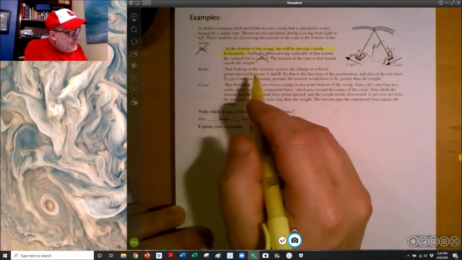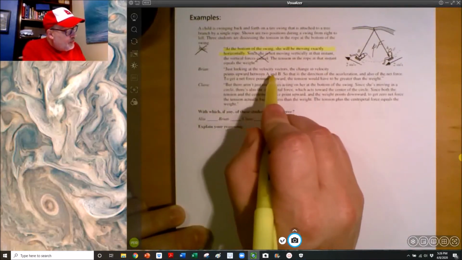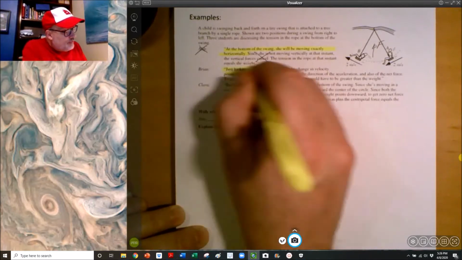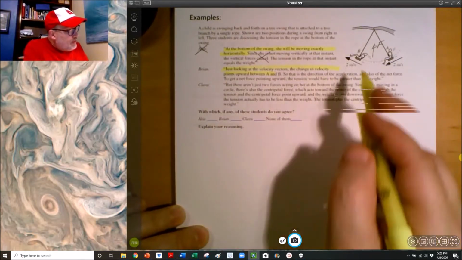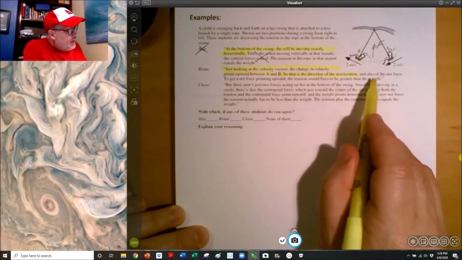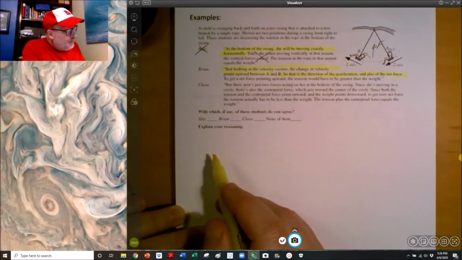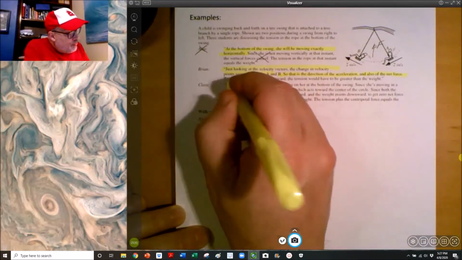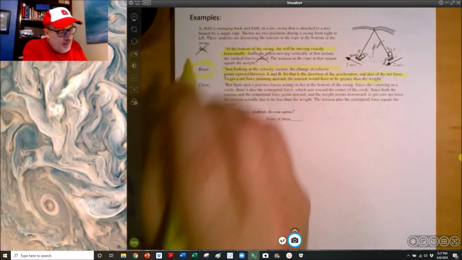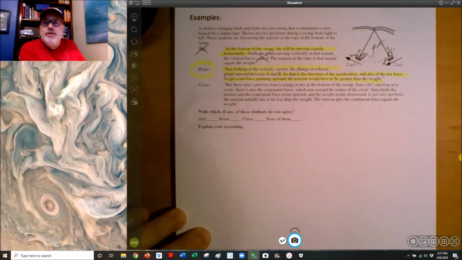Brian says, just looking at the velocity vectors, the change in velocity points upward between A and B. Well, that has to be true because we're accelerating upward. So that is the direction of the acceleration. That's also true, and also the net force. To get a net force pointing upward, the tension would have to be greater than the weight. All right, Brian, you're looking good. We like Brian's argument.